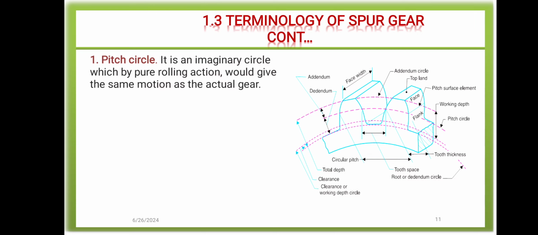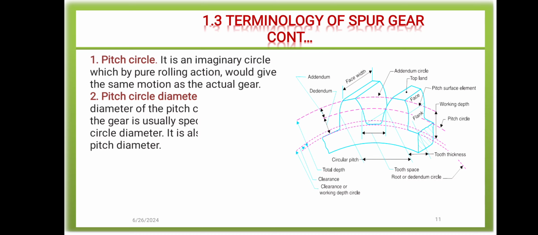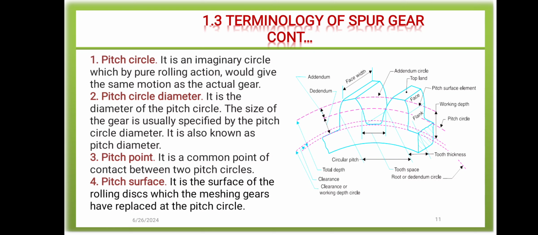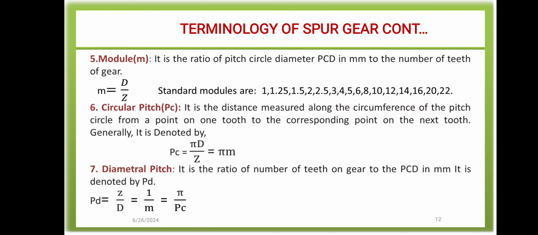Number one is the pitch circle. It is an imaginary circle which by pure rolling action would give the same motion as the actual gear. Then pitch circle diameter. It is the diameter of the pitch circle. Third is the pitch point. It is the common point of contact between the two pitch circles. Then pitch surface. It is the surface of the rolling discs which the meshing gears have replaced at the pitch circle.